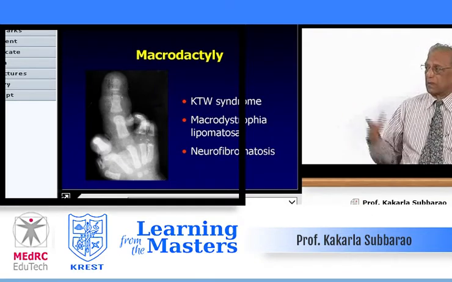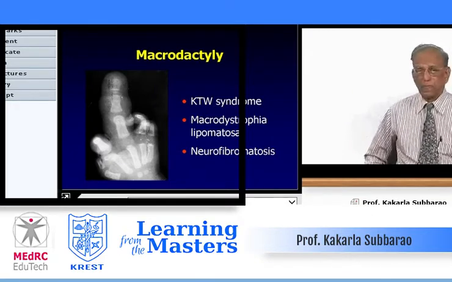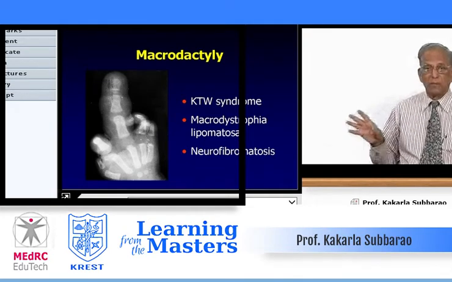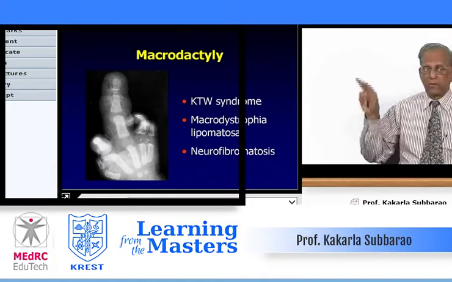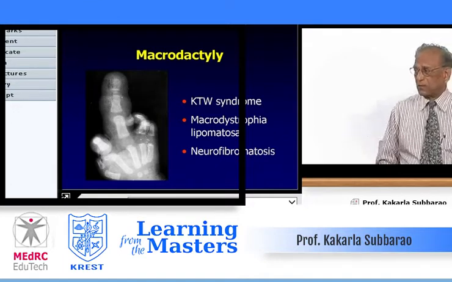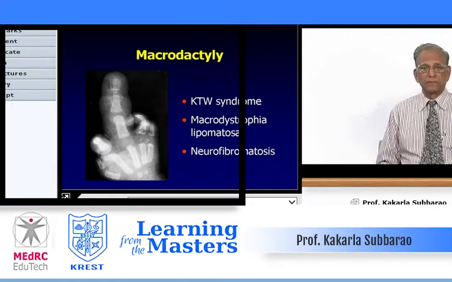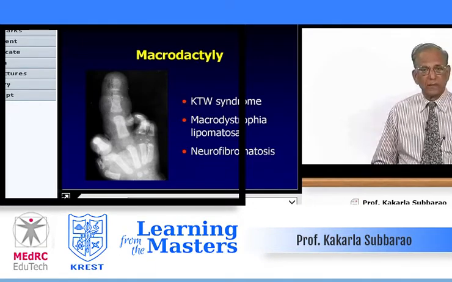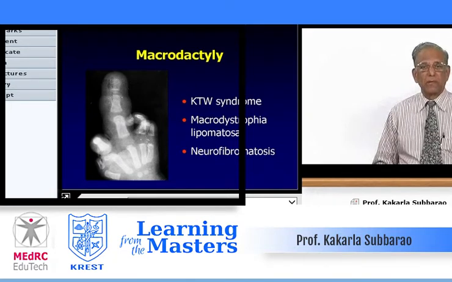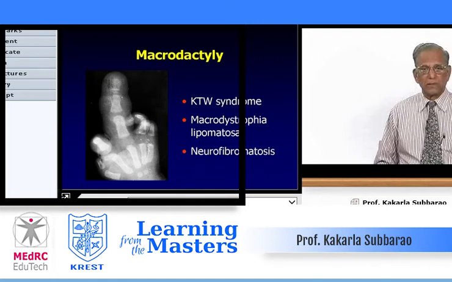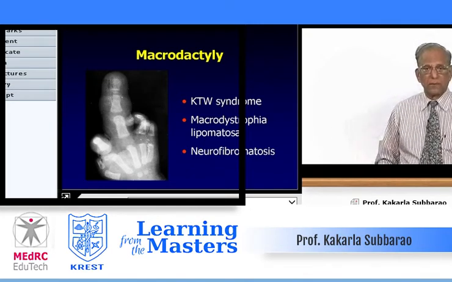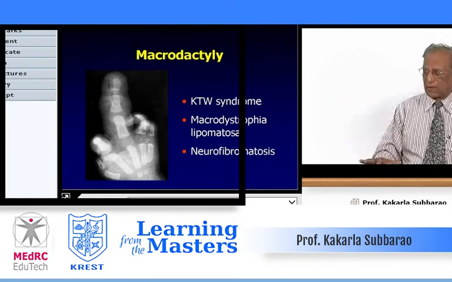Macrodactyly is another example in a child. KTW syndrome, macrodystrophia lipomatosa, a big name for localized lipomatosis, and of course in neurofibromatosis. KTW syndrome, you know what it is? Klippel-Trenaunay-Weber syndrome, where there are multiple venous anomalies, and because of the venous anomalies, the arteries may also be hypertrophied, and then you get this localized gigantism.